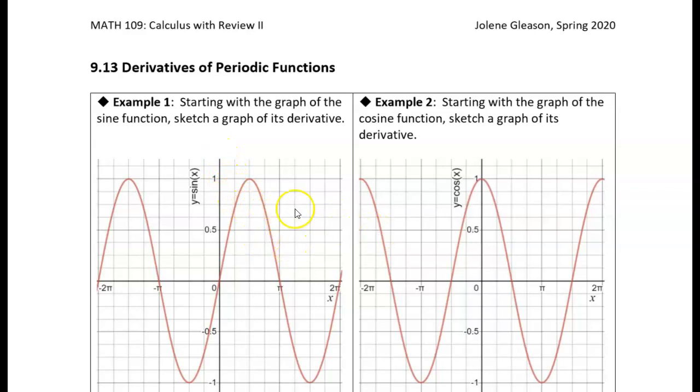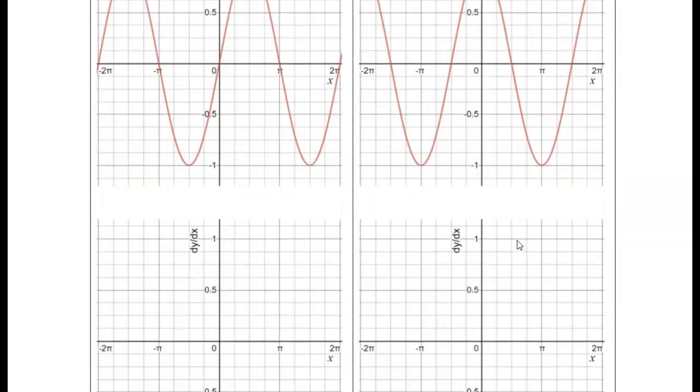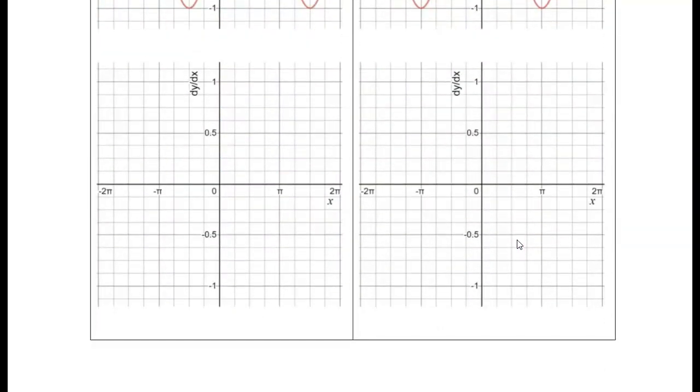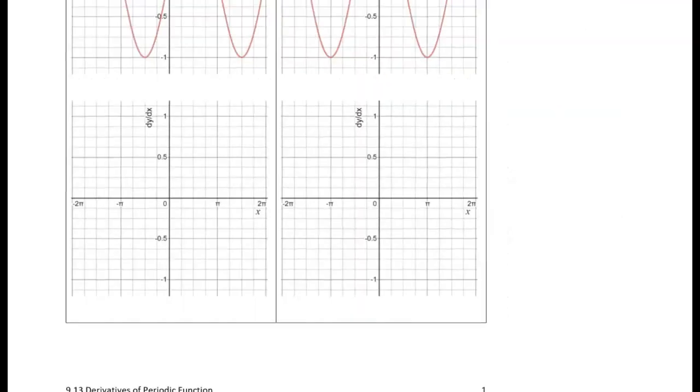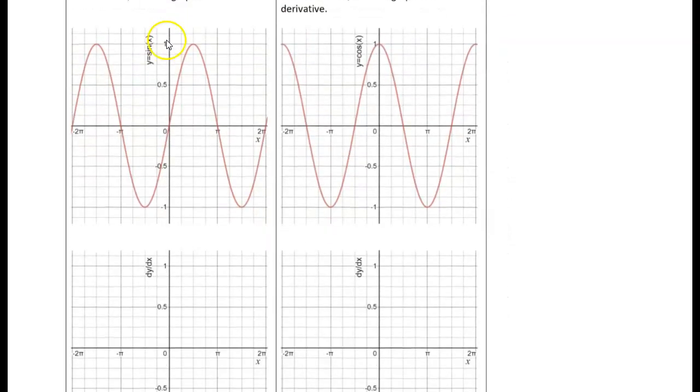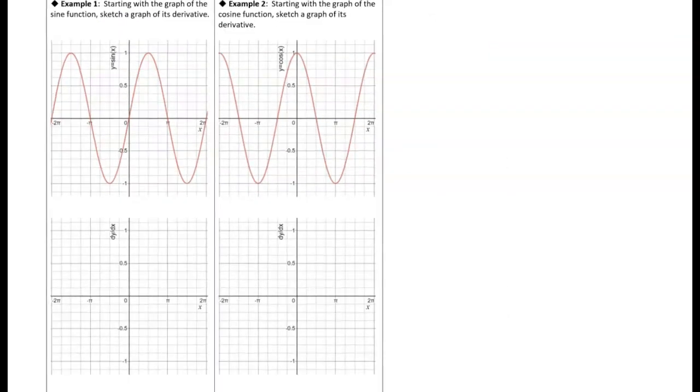Now, I have the sine and the cosine function here side by side, and the blank graphs down below to sketch the derivatives. So I'm going to zoom out a little bit so that we can see both at the same time. Let's see, is that going to work? Well, maybe I need to zoom out again. All right, so it's off to the side now, but let's take a look at this, see what the slope is, see what the derivatives are.